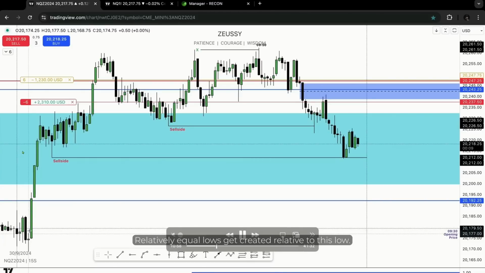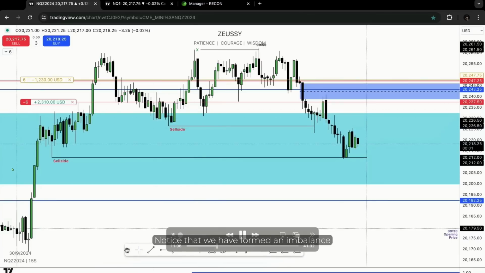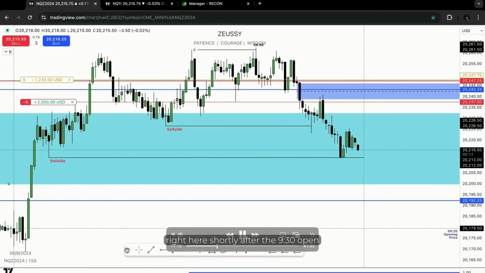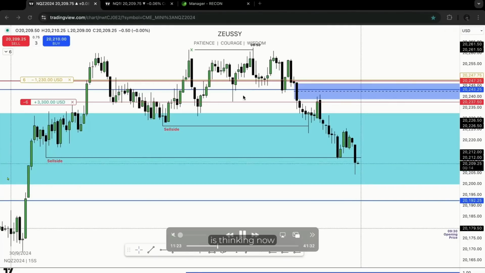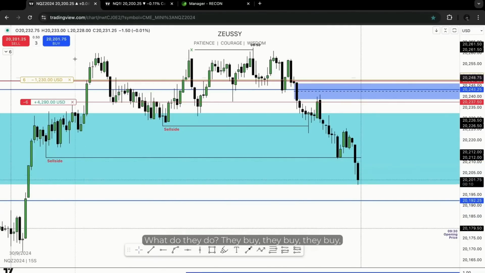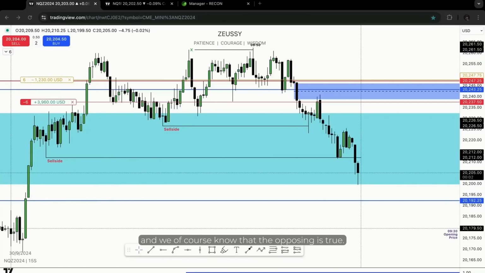Relatively equal lows get created relative to this low. Notice that we have formed an imbalance right here shortly after the 9:30 open. These imbalances signal that everyone is thinking, okay, higher prices are next. What do they do? They buy, they buy, they buy, and we of course know that the opposite is true.